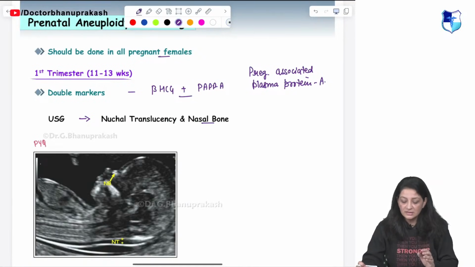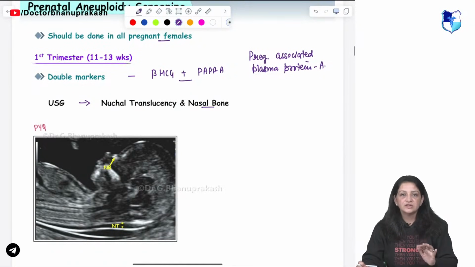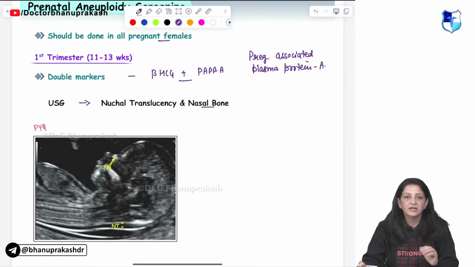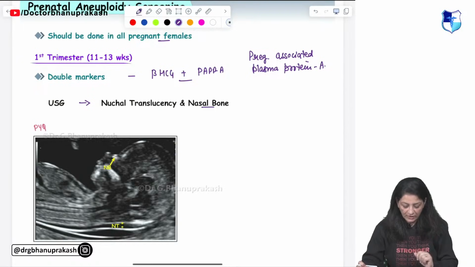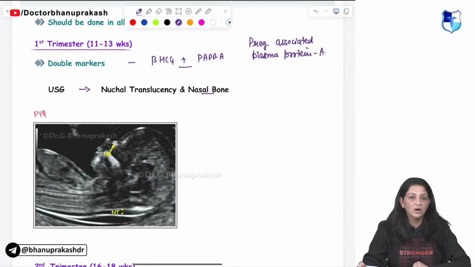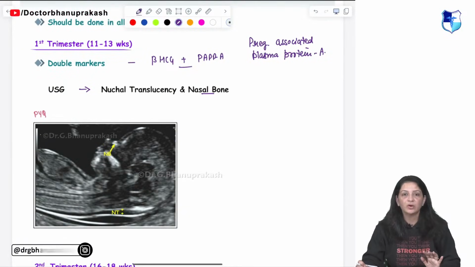Why? Because trisomy 21 is the most viable trisomy. Chances of abortion are only 30%. But in case of trisomy 18, in case of Edwards syndrome, monosomy, the chances of abortion are around 85 to 90%. So they get aborted. That's why screening for Down syndrome is very, very important.